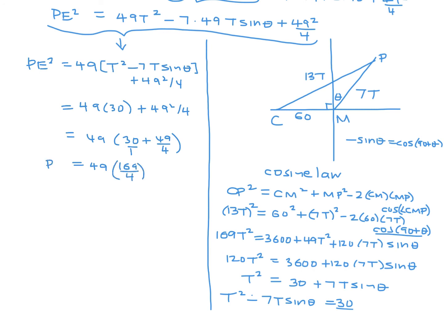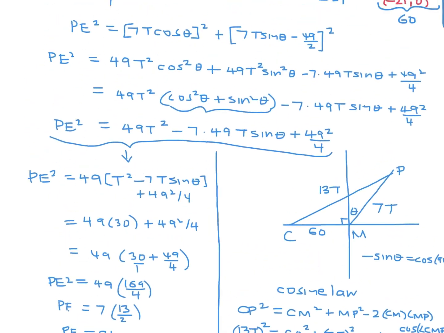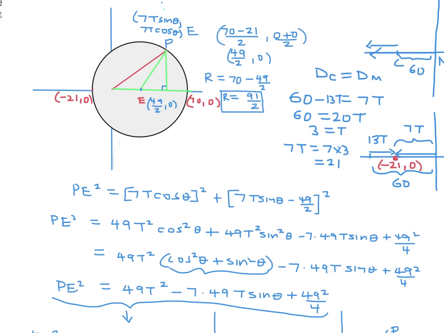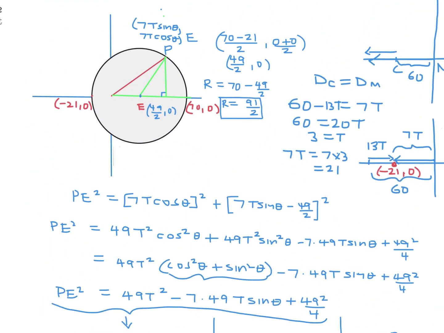And remember, that's PE squared. So if you take the square root of both sides, this will be 7. That will be 13. It'll be over 2. And that is 91 over 2. Okay. So what I've shown is that no matter what the angle is, this PE right here is always equal to 91 over 2.